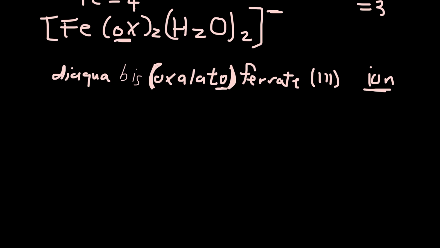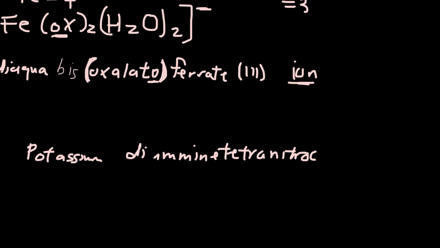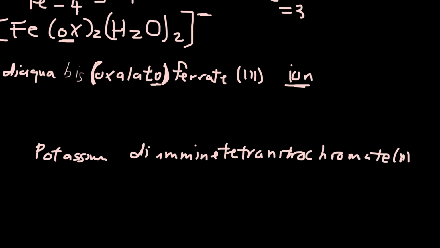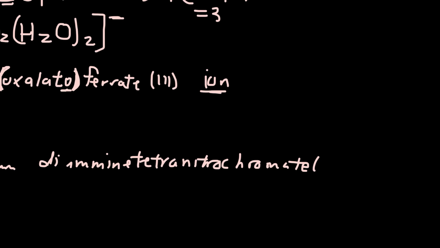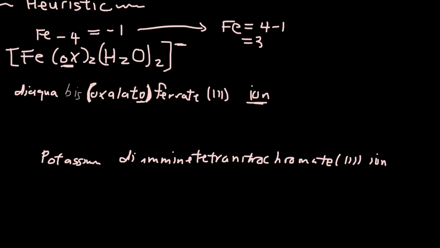So we've got potassium diamminetetranitrochromate(III) ion. What could be the formula? So what I said earlier, just write them out separately. Don't try to combine them at once, otherwise you might miss out on the charge.